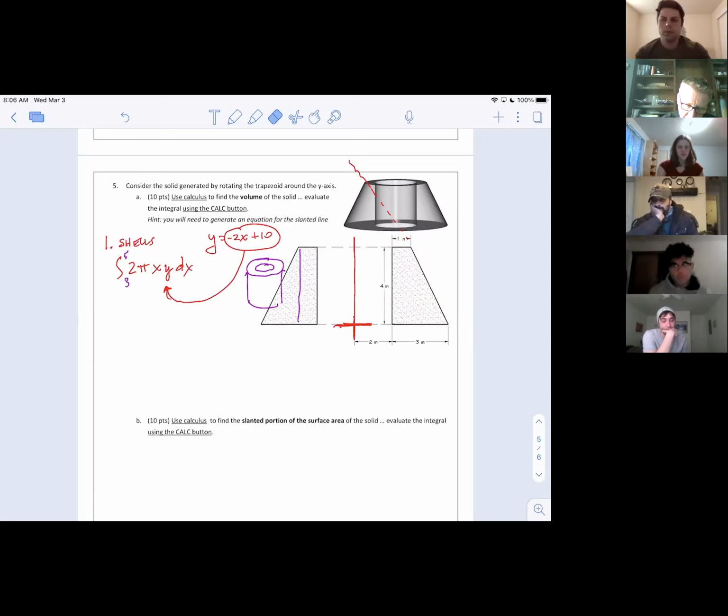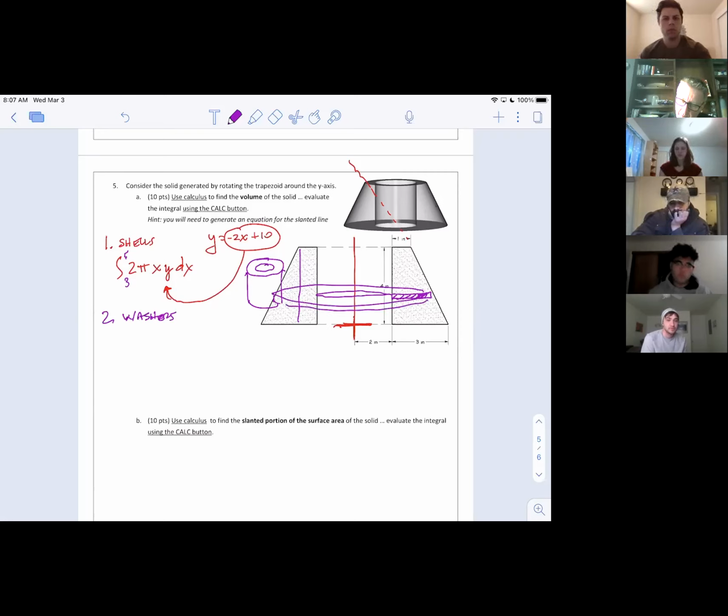The other option would be to do this with washers. So in the case of washers, I'm taking this slice right here. My slice is horizontal, and I'm sending that all the way around both sides. This is always so hard for me to draw. Something like that.